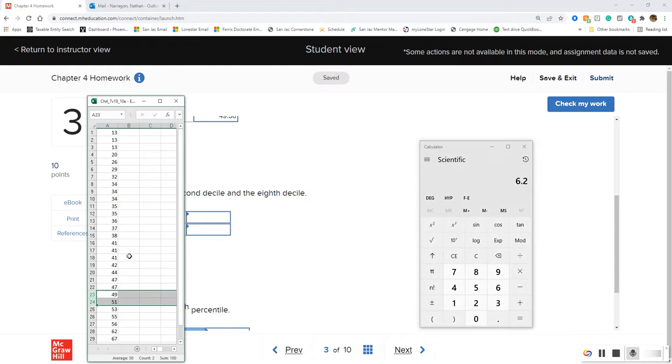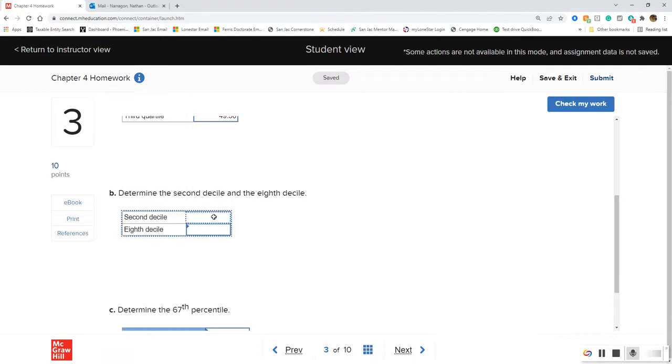So using our data set, we find the 6th and 7th position. Which again, we have to do everything in 32 minus 29. This one's 3 for the interval. Multiply it by 0.2. Will be 0.6, so 29 plus 0.6. Let's say that our second decile will be 29.6.